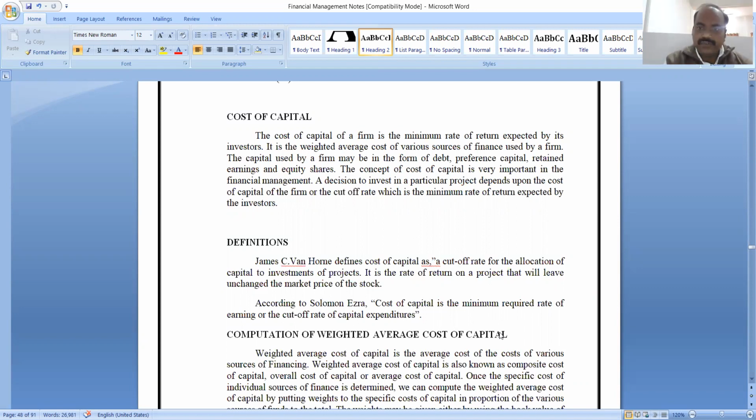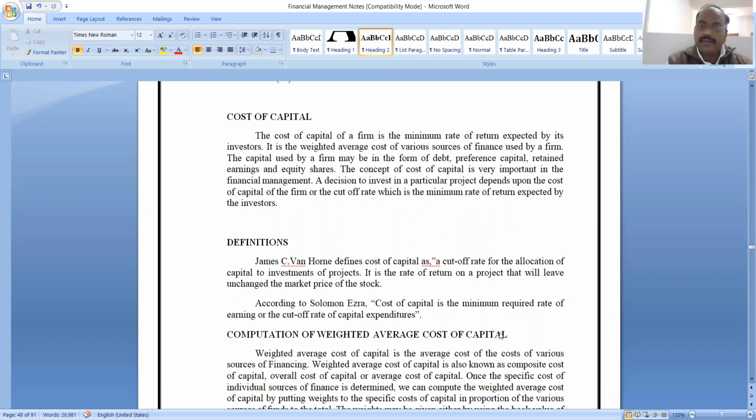So what are the various sources of finance used by a firm? It can be equity shares, preference shares, and debt capital. So the capital used by a firm may be in the form of debt, preference shares, retained earnings, and equity shares.